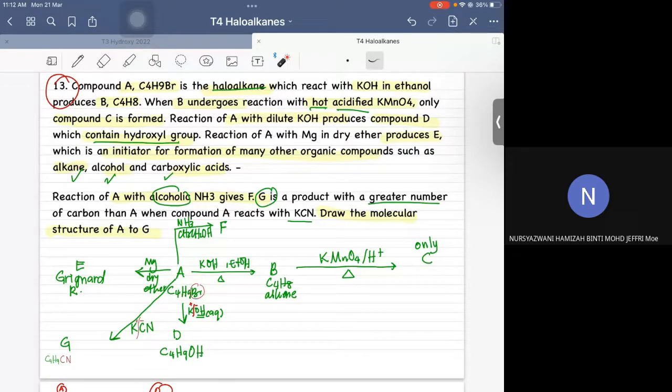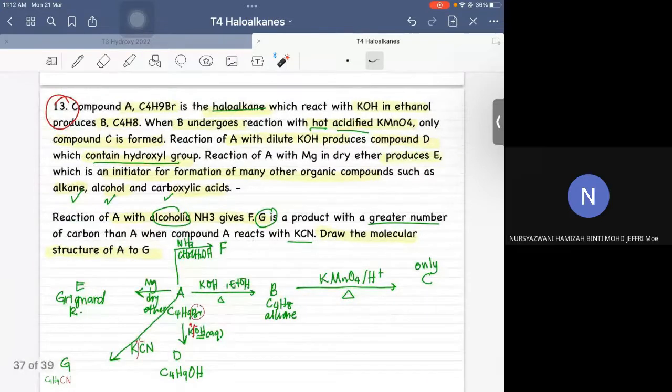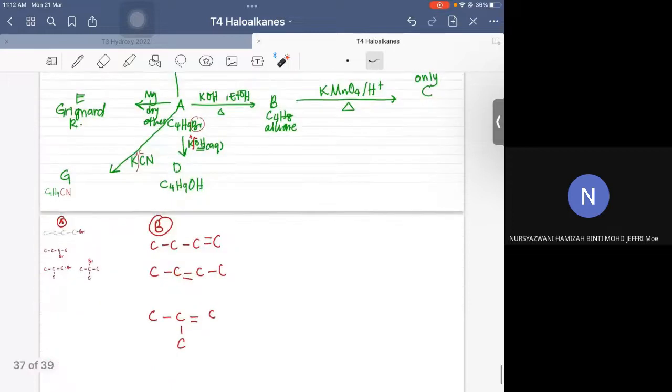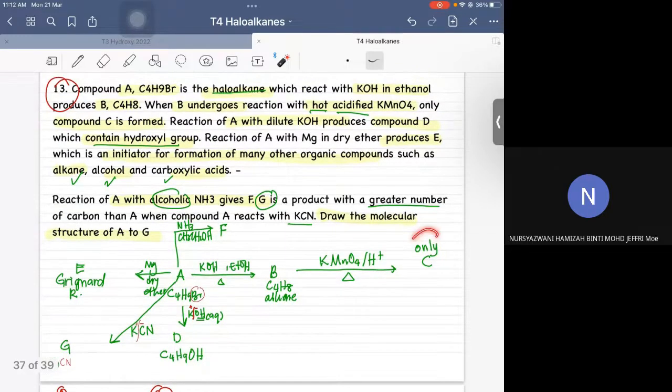Okay, baik. So baca sekali lagi dan kita tengok hot acidified. Okay, key yang kedua adalah jika kita ada banyak struktur bermula dengan A, jangan mula dari A, mulakan daripada struktur yang lain. Okay, contohnya dekat sini B, kita dah tahu alkin, kita ada 3 possibilities alkin. Untuk memilih alkin B yang mana, kita tengok dia kata only C produce.